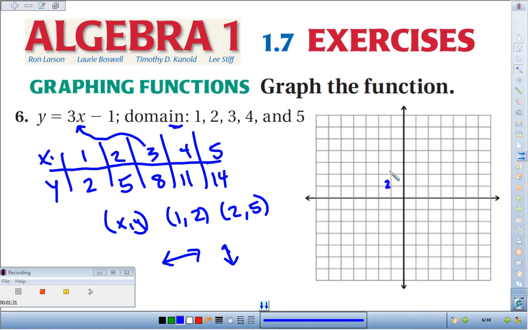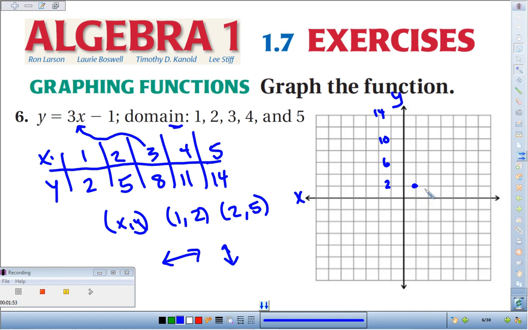And I don't have to label every single line, but just so I can keep track, I like to go every other. So I've got 2, 4, this would be 6, 8, this would be 10, there's 12, there's 14. Now if I plot the points, I've got over 1, up 2. So in this case, the scale on my y-axis is 2s. The scale on my x-axis, I'm still going by 1s. That scale doesn't have to be the same. So I got over 1, up 2.